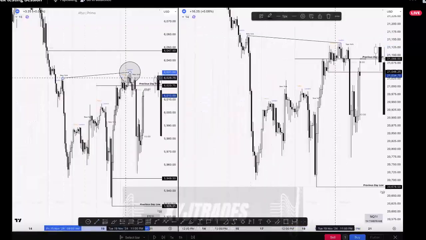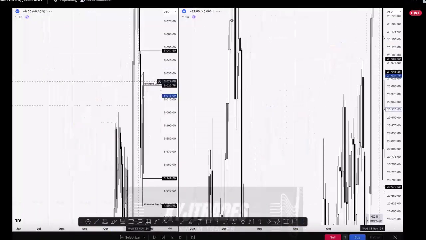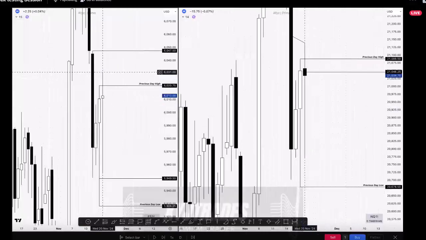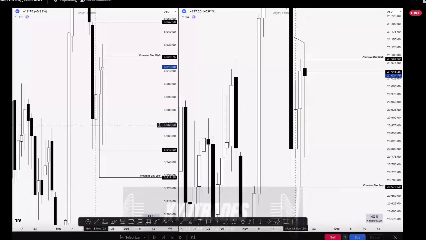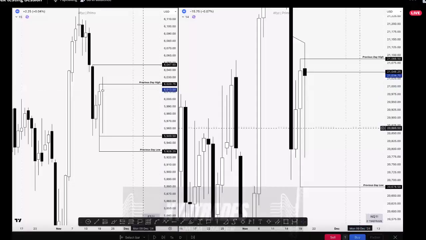So that high of the day holds. Let's do the next step. So far this week, we lost one trade on Monday. We took no trade on Tuesday, and we're up on the week. Nice.